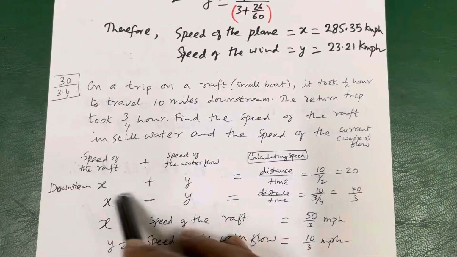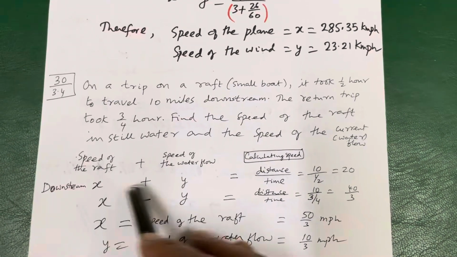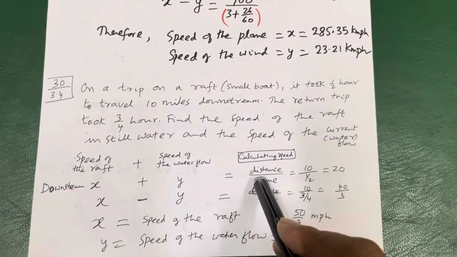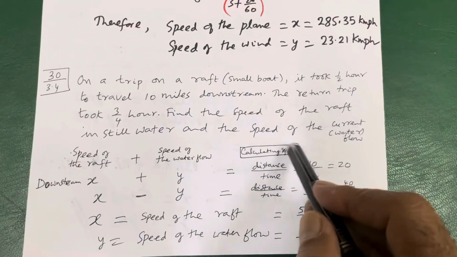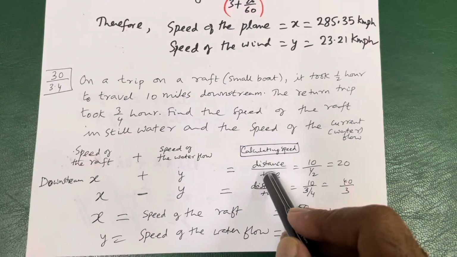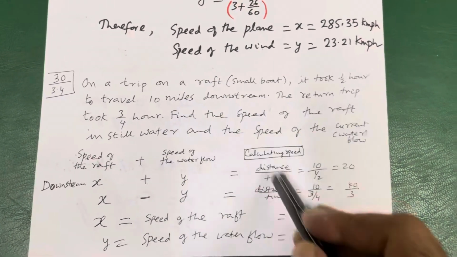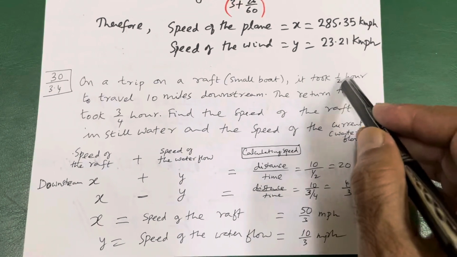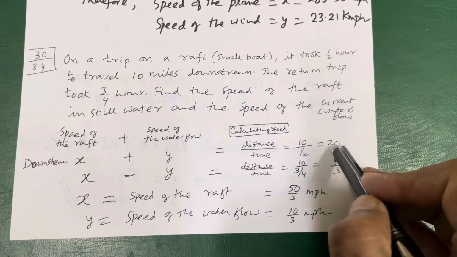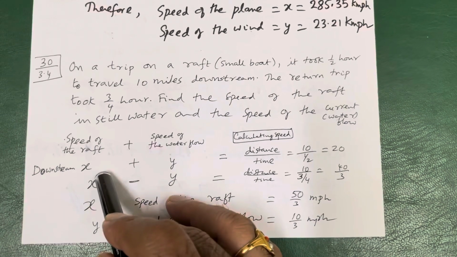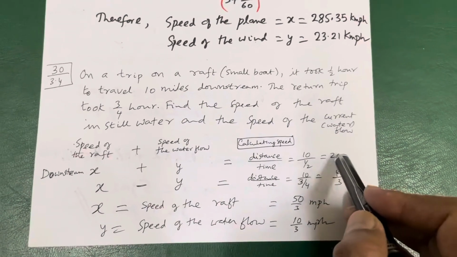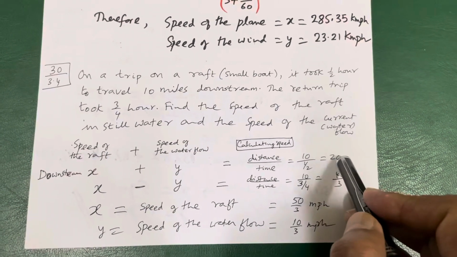X is the speed of the boat, y is the speed of the water. So the actual speed is calculated as distance by time. The distance is 10 miles and the time we took is half an hour, a short time. So the speed of the boat plus the speed of the water will give you 10 over half, which is 20.